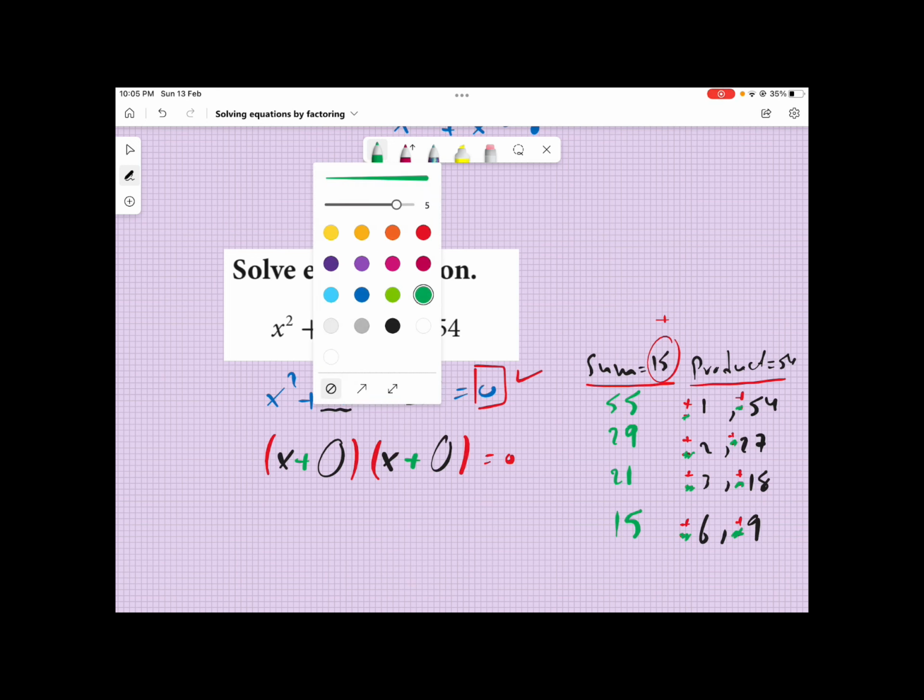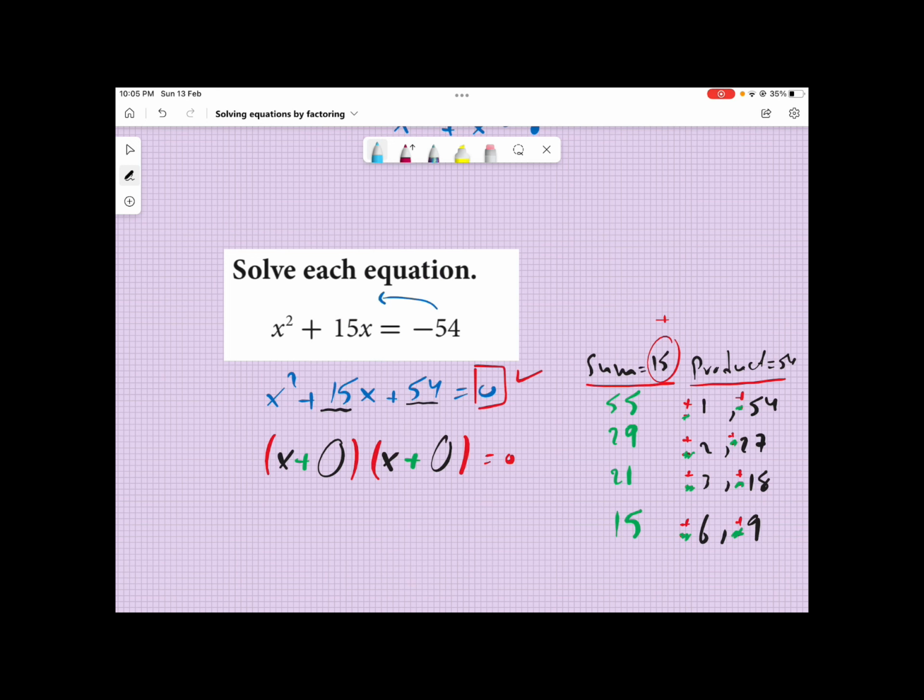So the 2 numbers that satisfy the conditions, product and sum, are 6 and 9. 6 times 9, their product is 54, and 6 plus 9 is 15. So I'm gonna put here 6 and 9. This is how to do factoring for this type of equation.